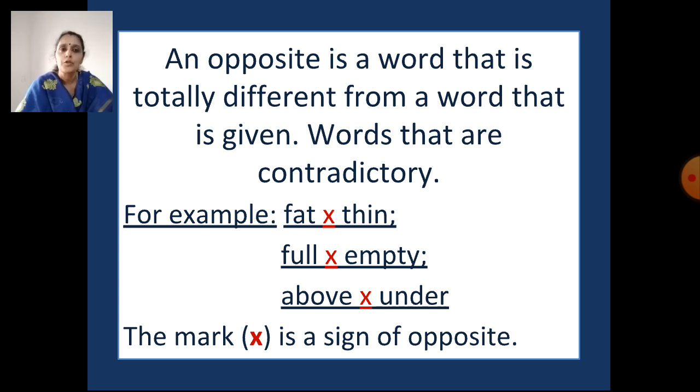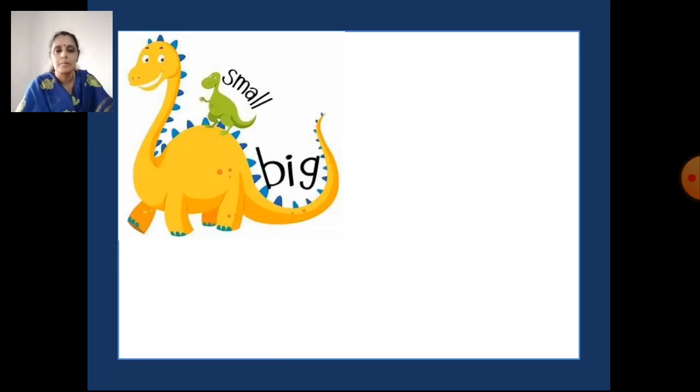Now, children, can you see the cross there? That cross is a sign of opposite. So, whenever we are writing opposites, we put a cross between the pair of opposites. Now, let's see some examples.